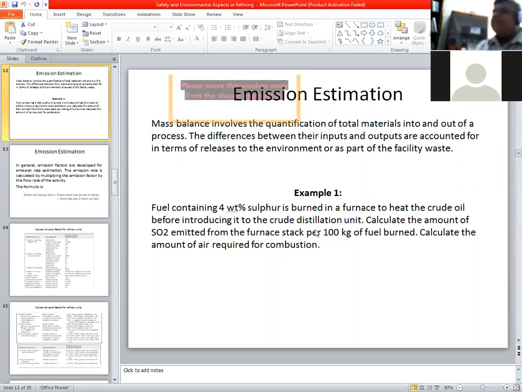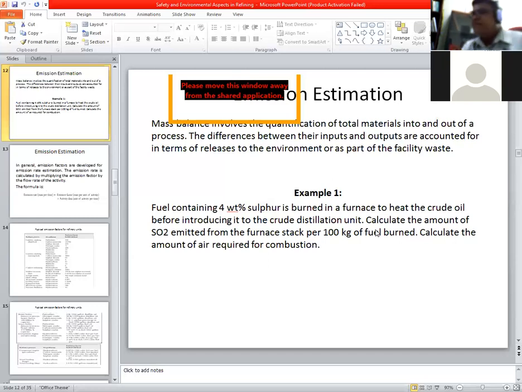So now write the equation, how sulfur dioxide is produced: sulfur plus oxygen equal to sulfur dioxide. 1 mole sulfur reacts with 1 mole of oxygen, producing 1 mole of sulfur dioxide. Since we have calculated the amount of sulfur in fuel, if we want to calculate the amount of sulfur dioxide, simply we calculate 4 kg, the total sulfur amount, divided by molecular weight of sulfur, that is 32, times molecular weight of sulfur dioxide.